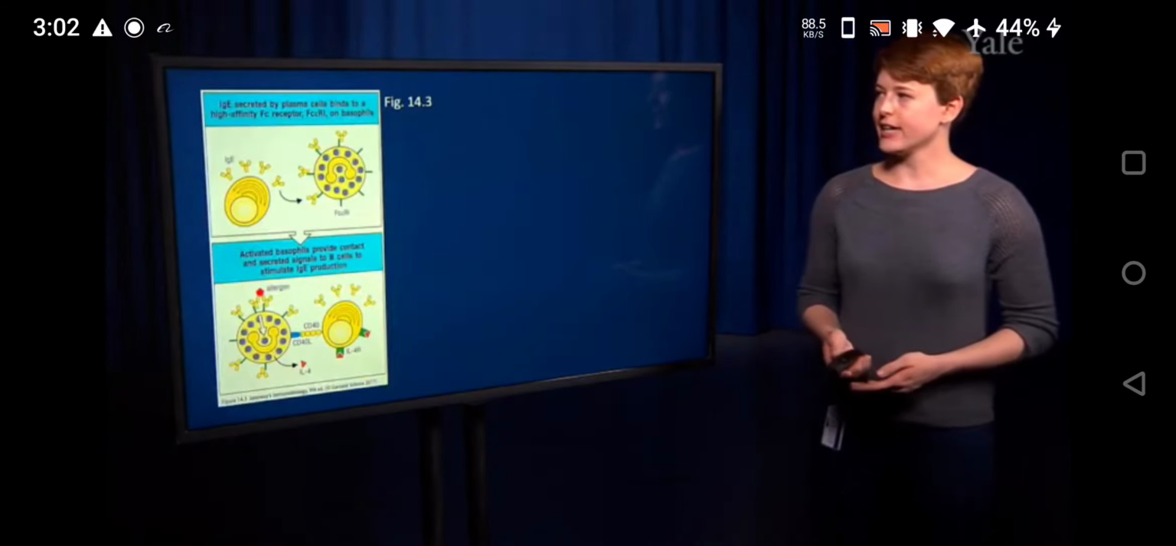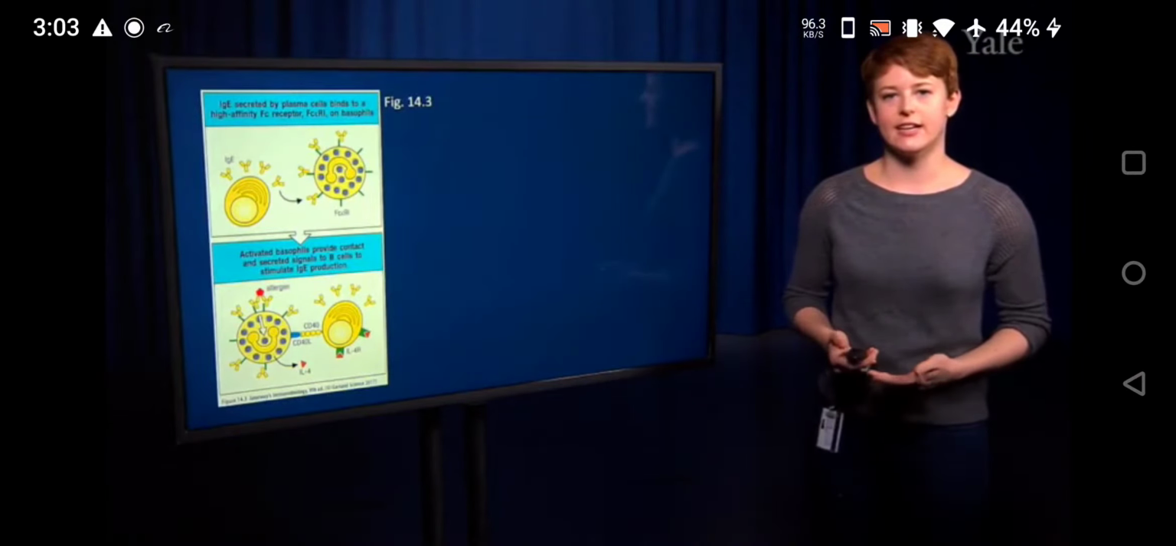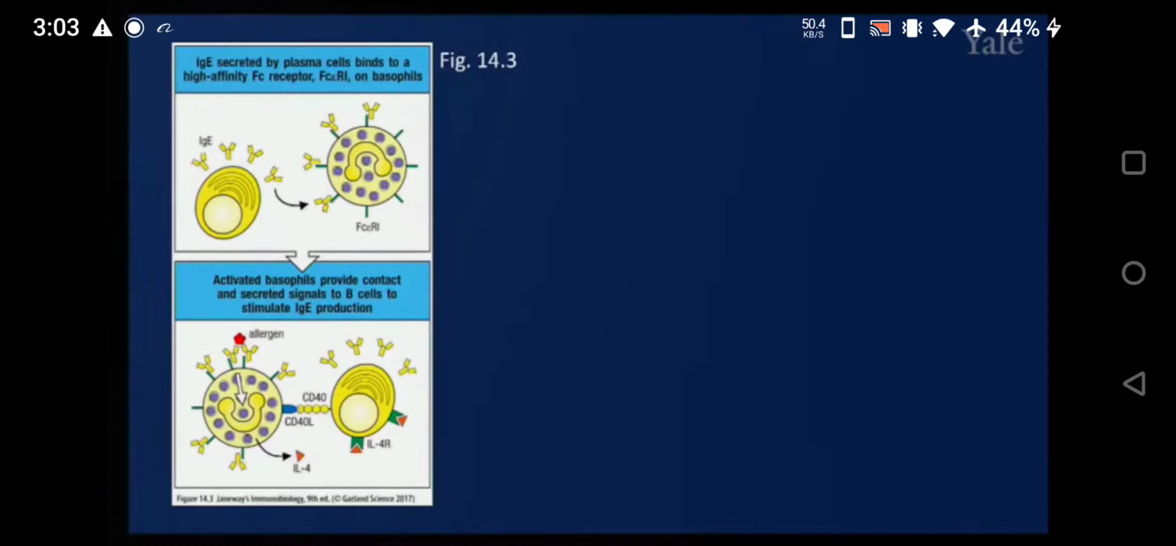So here you can see this is just a nice summary of how this response works. So you see in the top part, the IgE secreted by plasma cells, and it binds to the high affinity Fc epsilon receptor on the cell surface of mast cells and basophils. Then once these cells are activated, they can also provide signals to B cells, and this acts as a feedback mechanism whereby these B cells then begin to produce more IgE.